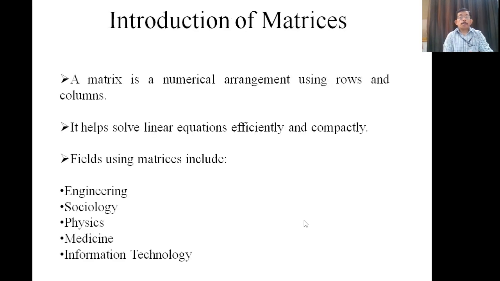Now, introduction of matrix. What is the matrix? Matrix is a combination of rows and columns. The rows and columns arranged in a rectangular or square shape in a closed bracket is known as the matrix. With the help of the matrix, we solve linear equations. Matrices are used in fields such as engineering, sociology, physics, medicine, information technology. Clear everyone?